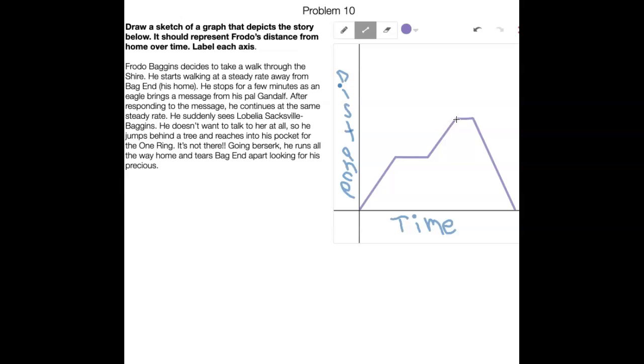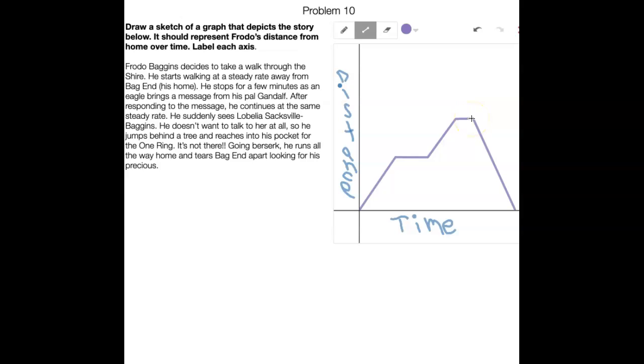He suddenly sees, I love this part, he suddenly sees Lobelia Sackville Baggins. So he doesn't like her. He doesn't want to talk to her at all. So he jumps behind a tree and reaches into his pocket for the One Ring. So when he sees Lobelia Sackville Baggins, he hides behind a tree. So that's this part where he's hiding and he's not moving. That's this flat part. And then he's reaching into his pocket looking for his One Ring.